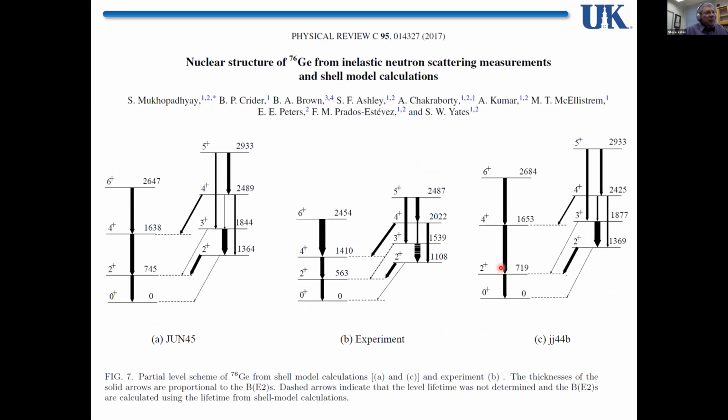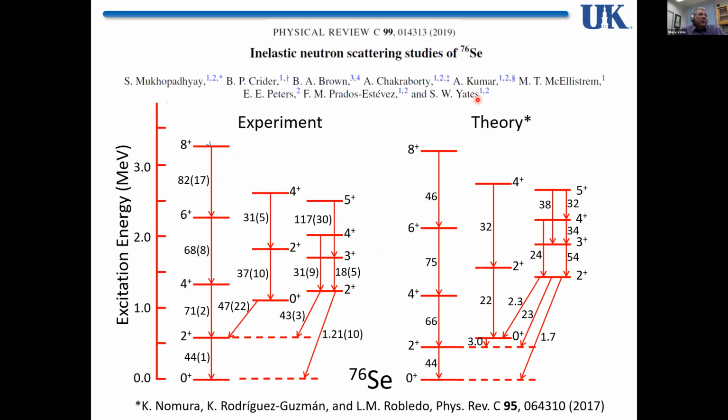Now, we have done measurements on germanium-76. I just show here briefly the results. The experiment is shown here. Two different shell model calculations by Alex Brown are shown along with it. The widths of the arrows correspond to the magnitude of the BE2s, and the description is pretty good. We've also, as I mentioned, studied selenium-76. In this case, I compare to Nomura's calculations. Again, the description is pretty good, but how good is good enough? We'd really like to constrain these calculations in a better way.